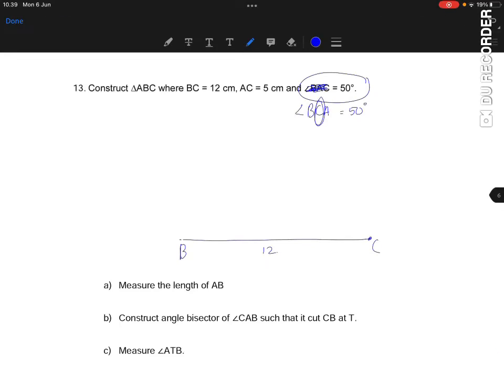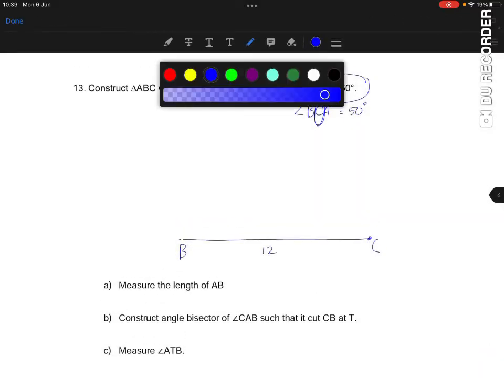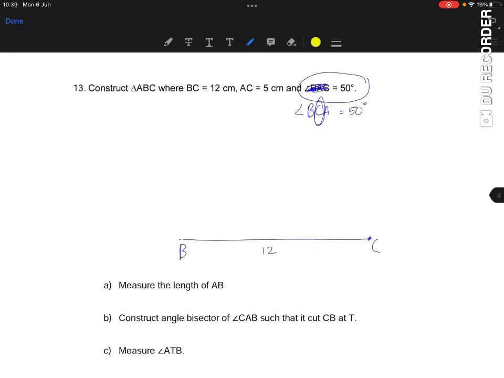Don't forget to put your protractor. I'm going to draw the protractor here. I think it's better to use green color. Just make sure this one is the protractor, yeah. Put your C exactly in the center of your protractor. Then this one is 0.